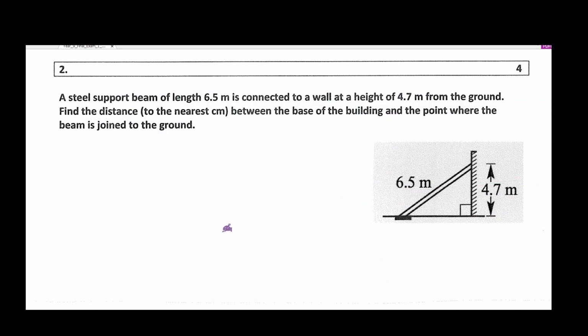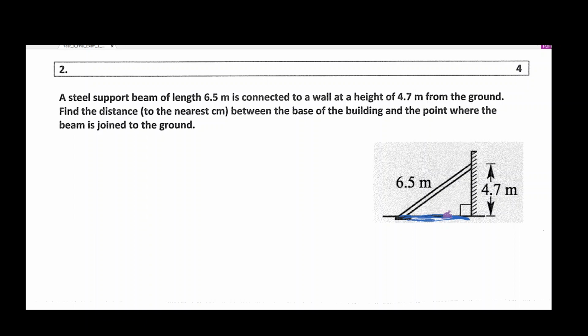Question 2. A steel support beam of length 6.5 meters is connected to a wall at a height of 4.7 meters from the ground. Find the distance to the nearest centimeter between the base of the building and the point where the beam is joined to the ground. So we need to find this length along here.